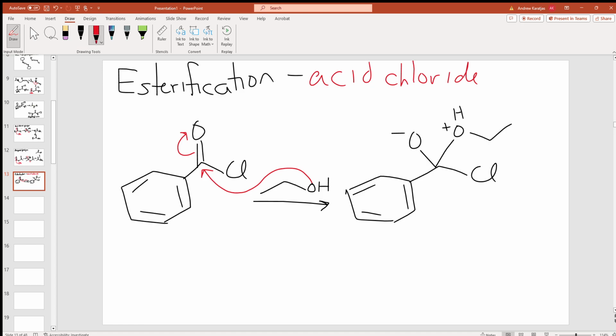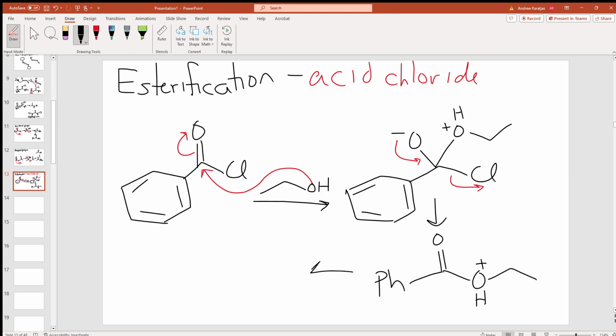And then, as we always see in these types of reactions as well, we kick out the leaving group. We do that when the carbonyl reforms, the chlorine leaves, and we formed our ester, albeit the oxygen that was the alcohol is still protonated. So one final step, loss of that proton. Yields our product.